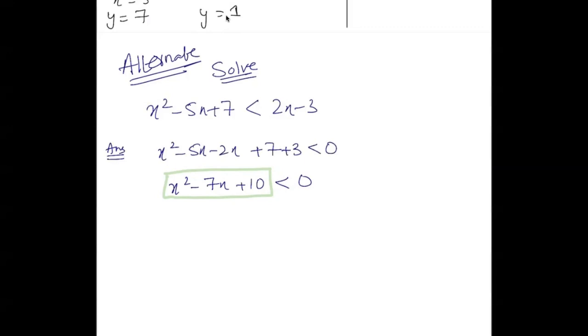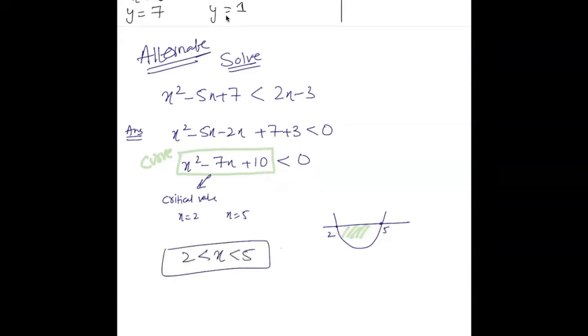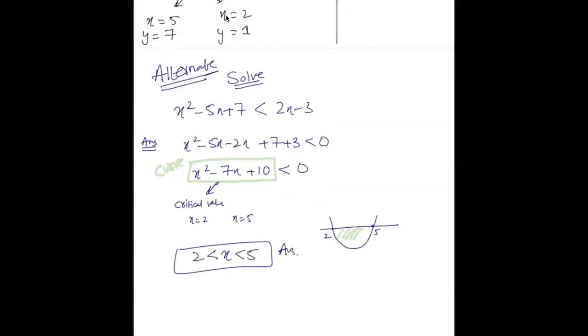and less than 5. So that's basically your curve, and if you factorize this, the critical values are going to be the same: x equals 2 and x equals 5. If I want to write down the inequality for x, which region do I want? Do I want the region below the x-axis or above the x-axis? Below. So that's why the answer of the inequality should be between 2 and 5. So x must be greater than 2 and less than 5. That's another way of solving the question.